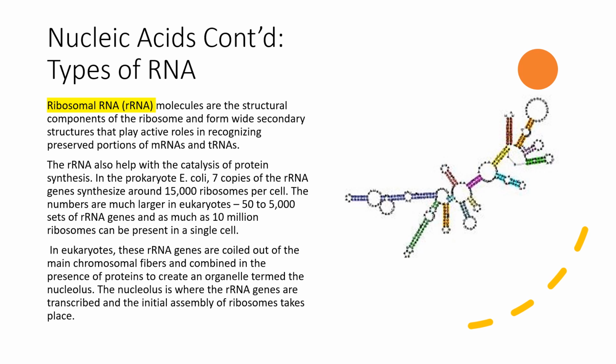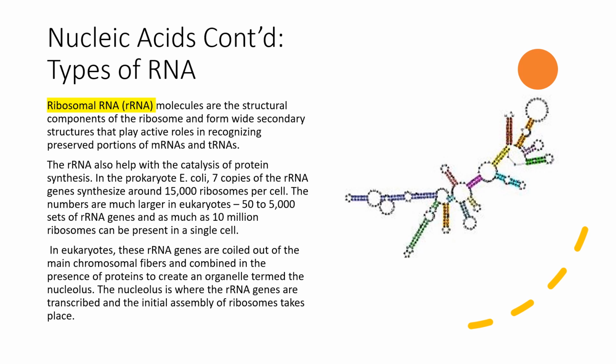In the prokaryote E. coli, 7 copies of the rRNA gene synthesize around 15,000 ribosomes per cell. The numbers are much larger in eukaryotes, somewhere between 50 to 5,000 sets of rRNA genes, and as many as 10 million ribosomes can be present in a single cell.